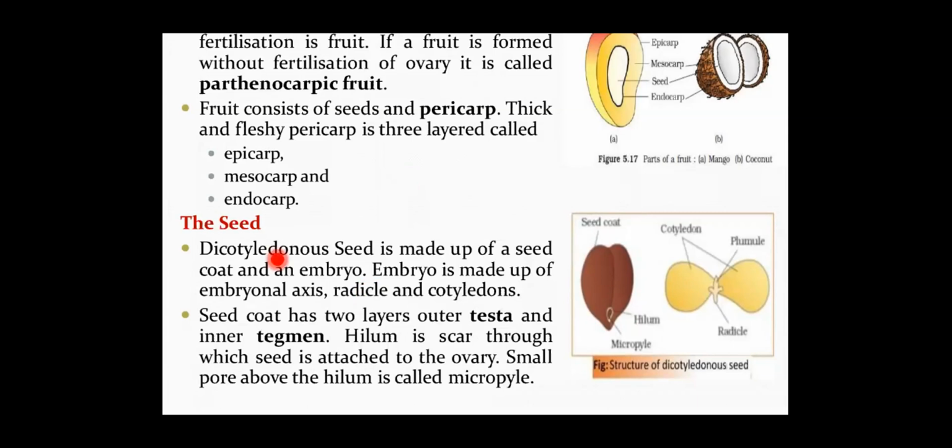If you talk about a dicot seed, a dicotyledonous seed is made up of a seed coat and an embryo. Embryo is made up of axis, radicle and two cotyledons. Seed coat has two layers. The outer one is called testa and the inner one is called the tegmen. We have an important part that is also called the hilum. So what is this hilum? You must remember, hilum is a scar on the seed coat through which the developing seed is attached to the fruit, or to the ovary. Above the hilum, there is a small pore that is called the micropyle.